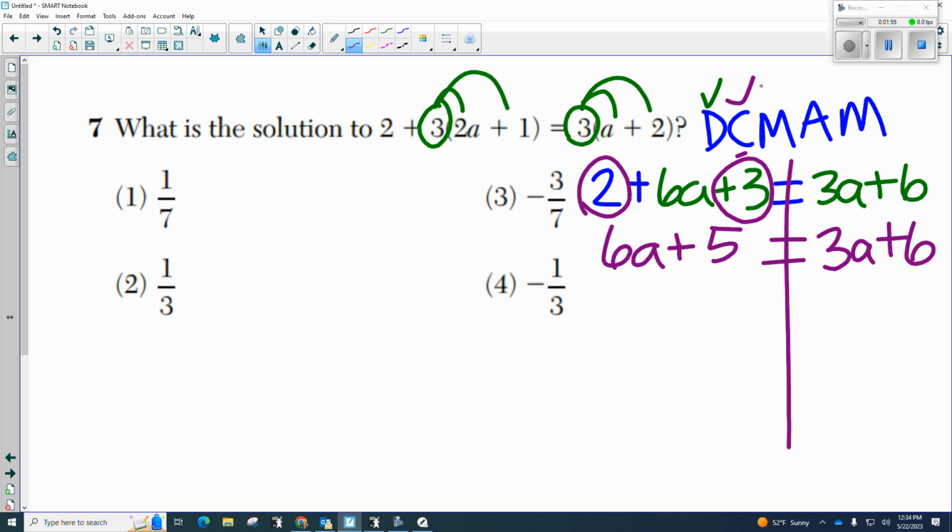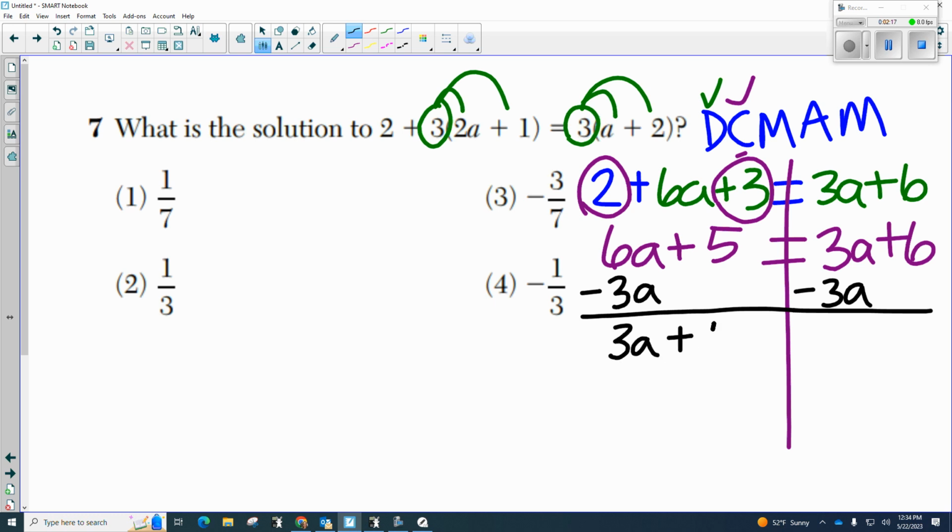The next step is to move the variable to one side. Okay, so I'm going to move my variables to the left. So this 3a here is positive, so the opposite would be to subtract 3a. So I'm going to subtract 3a from both sides. 6a minus 3a is 3a, plus 5 equals 3a minus 3a is 0. And I just bring down the positive 6. If that was a negative 6 or a minus 6, I would bring down that sign, but it's positive.